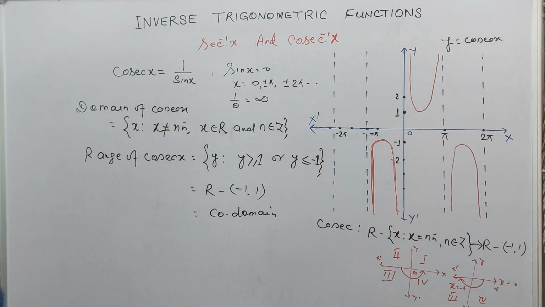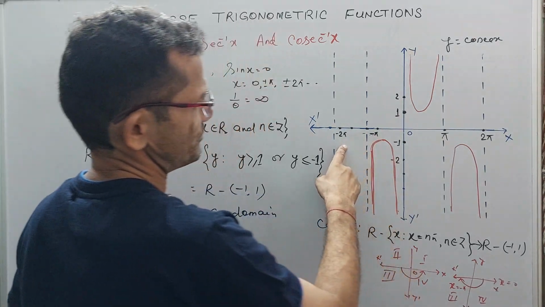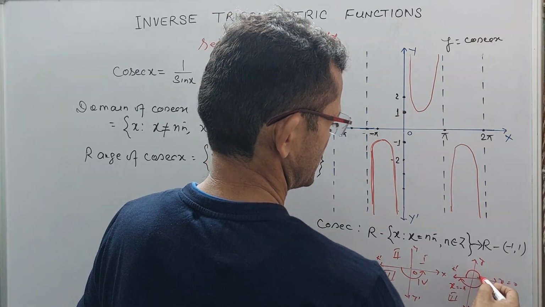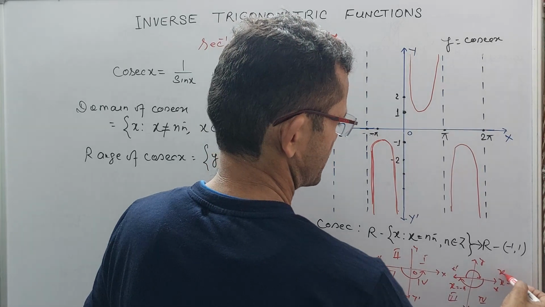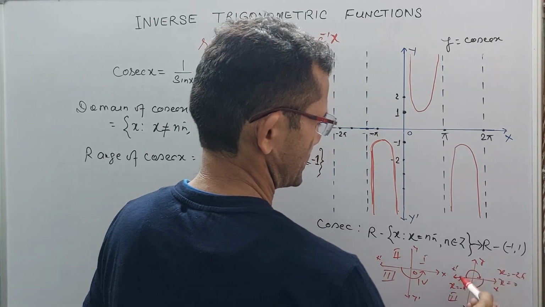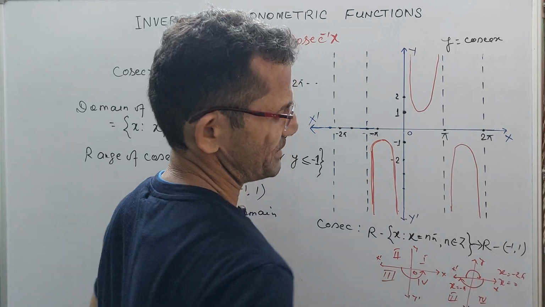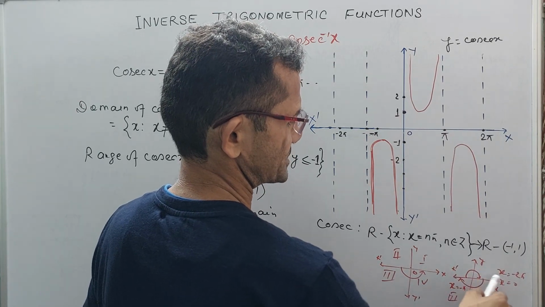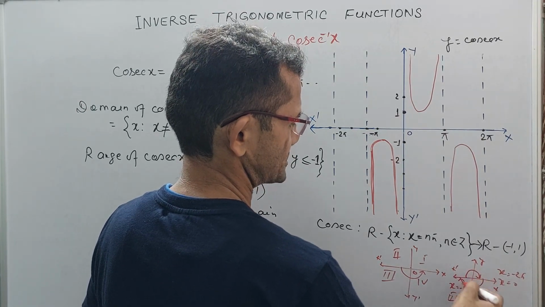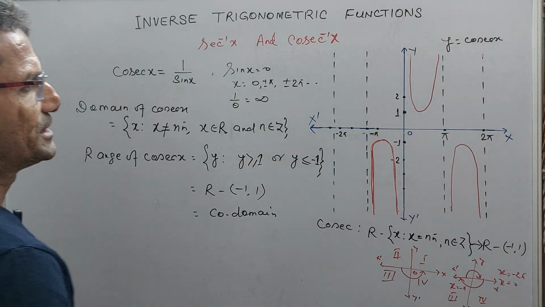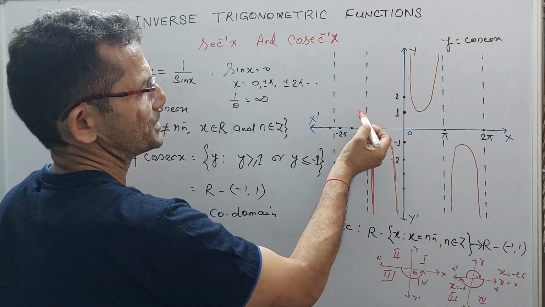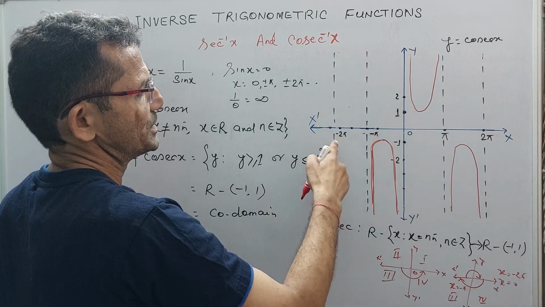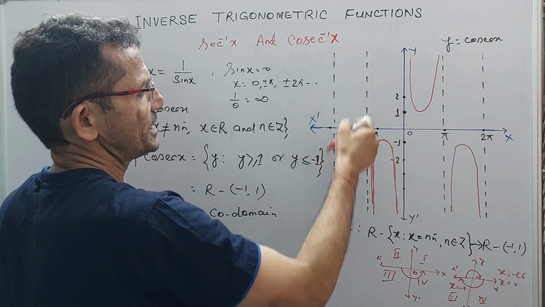Similarly, if I draw the graph between minus 2 pi and minus pi, the angle should be taken clockwise. So here is minus pi, and this will be x equal to minus 2 pi. If I go clockwise, from minus pi to minus 2 pi, cosec x will be positive. So this is the first and second quadrant. Taking the angles clockwise, the lowest value will be +1, and the highest will be plus infinity. This is the graph of cosec x between minus 2 pi and minus pi.